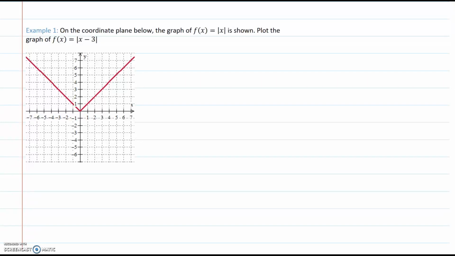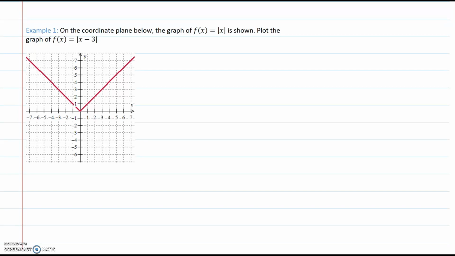In this example, in the coordinate plane below, the graph of f of x equals the absolute value of x is shown. Plot the graph of f of x equals the absolute value of x minus 3. So the red line here is the graph of the absolute value of x, and it's that very familiar graph that everyone should know and recognize immediately.